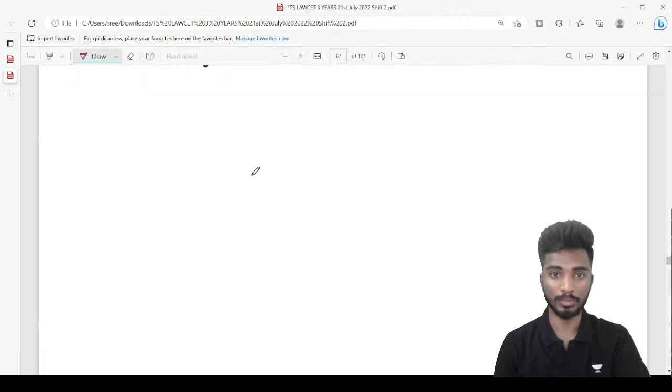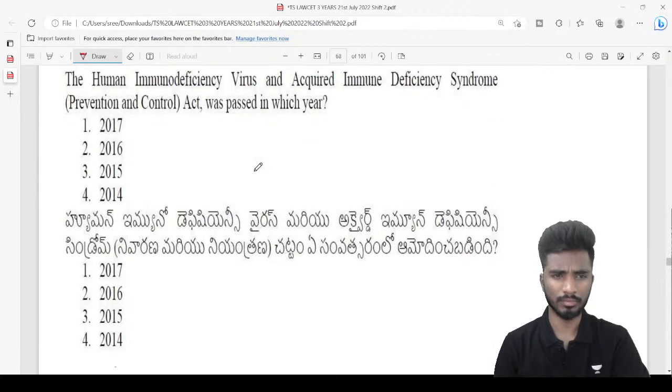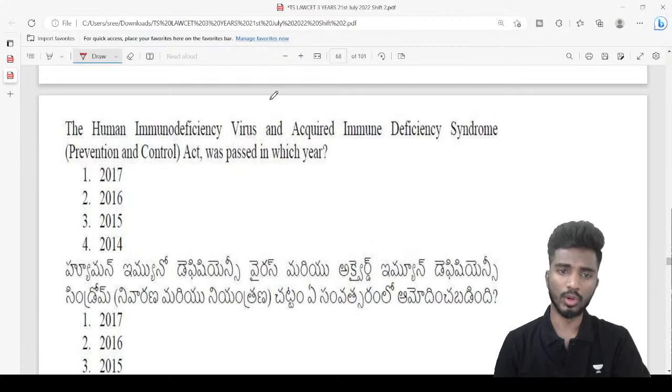This will perhaps be the last question of the day. The Human Immunodeficiency Virus and Acquired Immune Deficiency Syndrome Prevention and Control Act was passed in which year?